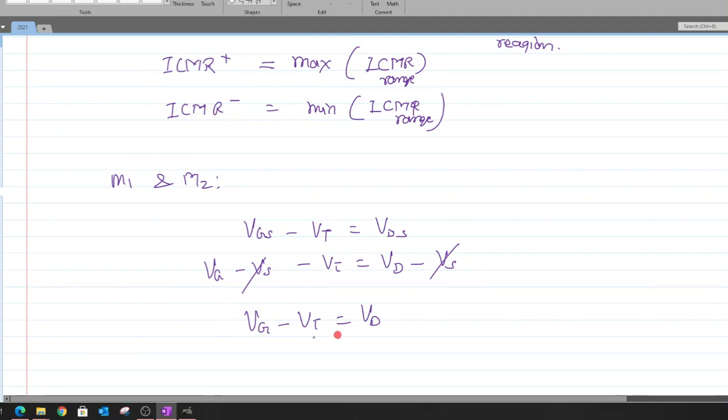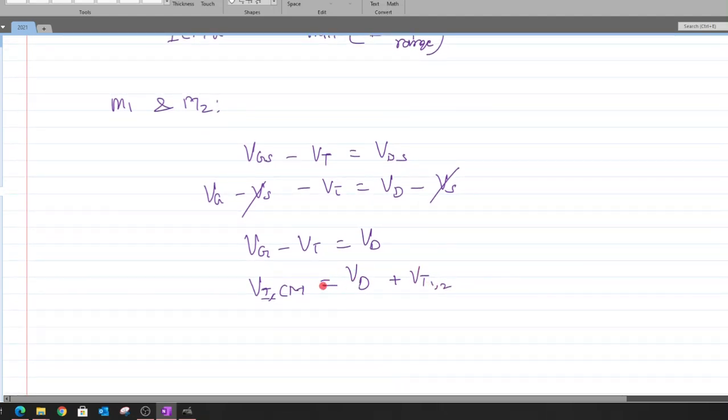Clear? So we are using the edge of saturation condition of our M1 and M2 to calculate the ICMR plus. Right now the gate input is connected to VICM. So I'm replacing this VG with VICM, and I will pull this VD term to the other side so that I have VD plus VT of my NMOS transistor.